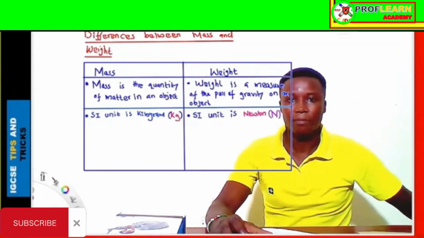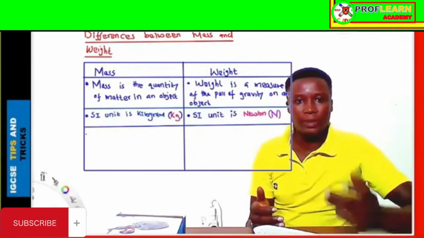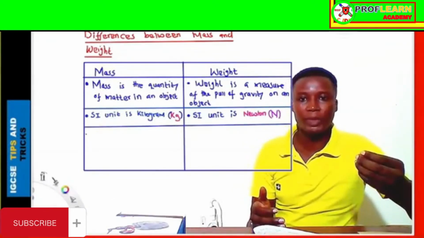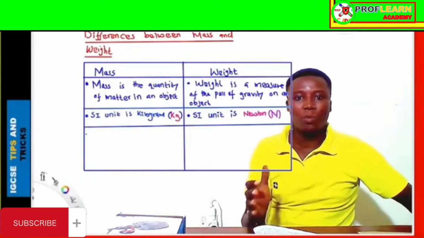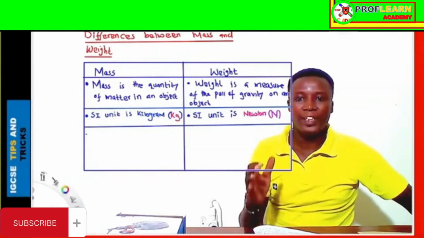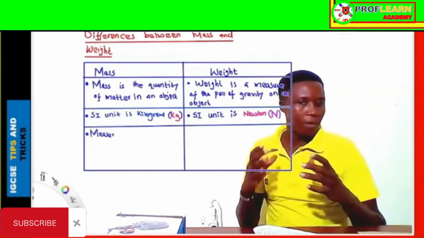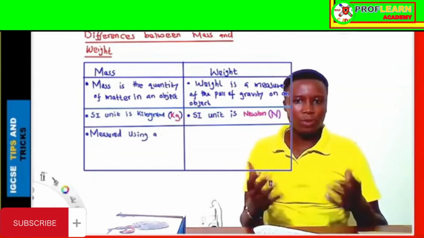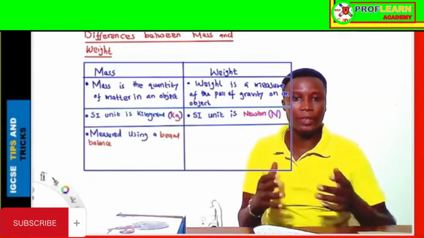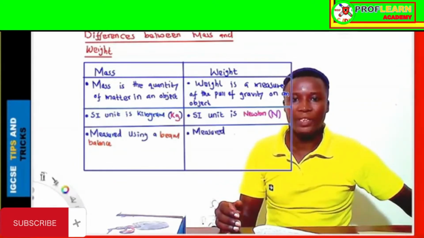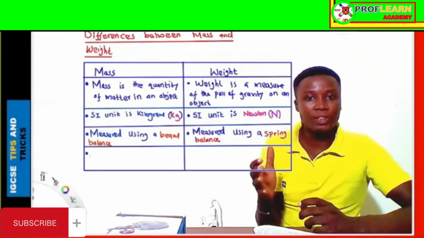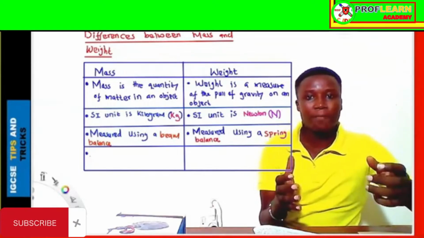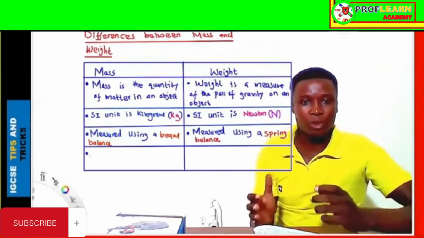We can also differentiate between mass and weight in terms of the instrument of measurement. Mass is measured using a beam balance, whereas weight is measured using a spring balance. So given a question, you can also give a difference in terms of the instrument of measurement. We need also to move to the next one.